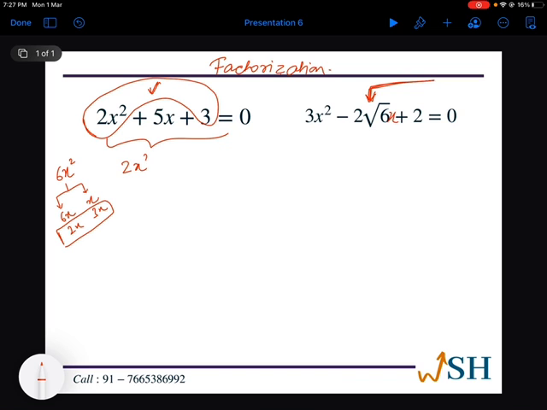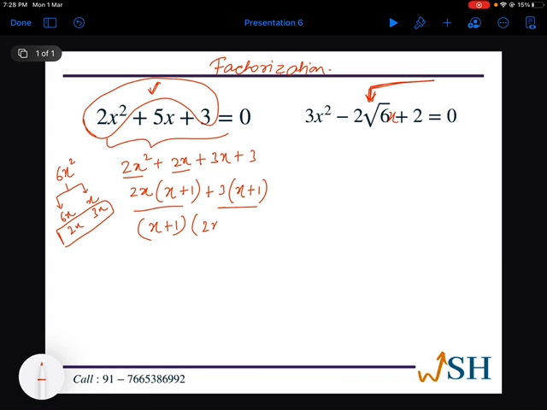So 2x square plus 2x plus 3x plus 3. Now you can take 2x common from these two terms and you have x plus 1 inside, plus 3 common and you have x plus 1 inside again. Now from these two terms we can again take x plus 1 common and you have 2x plus 3. Do not forget to mention the product is equal to 0.